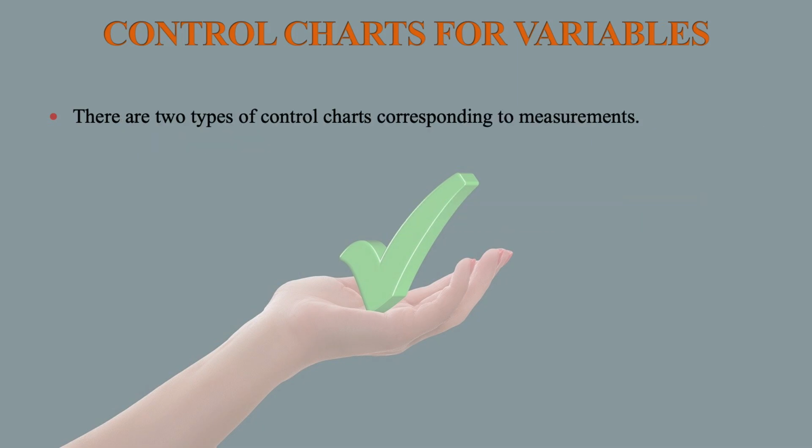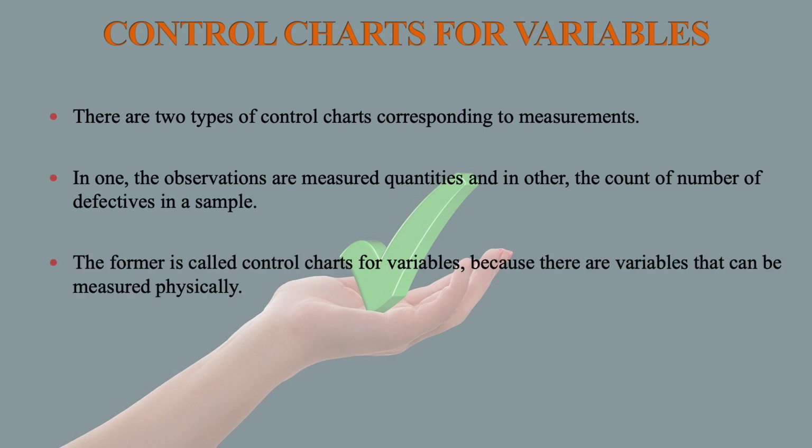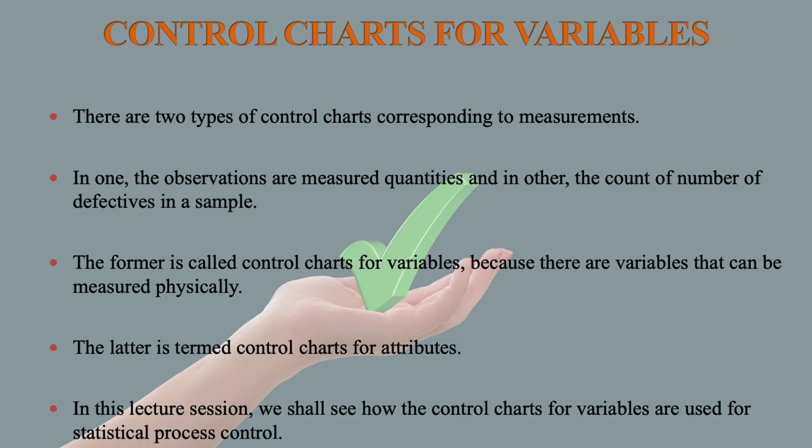There are two types of control charts corresponding to measurements. In one, the observations are measured quantities, and in the other, the count of number of defects in a sample. The former is called control charts for variables because these are variables that can be measured physically. The latter is termed control charts for attributes. In this lecture session, we shall see how the control charts for variables are used for statistical process control.